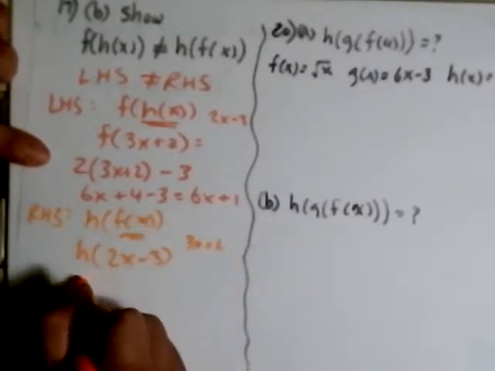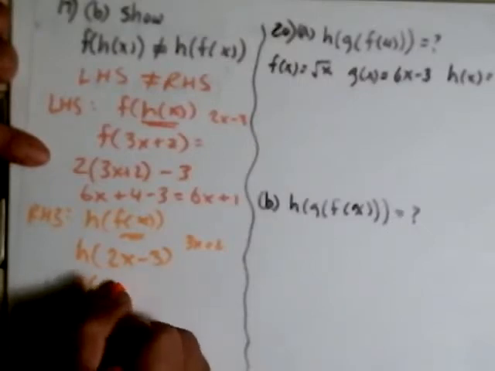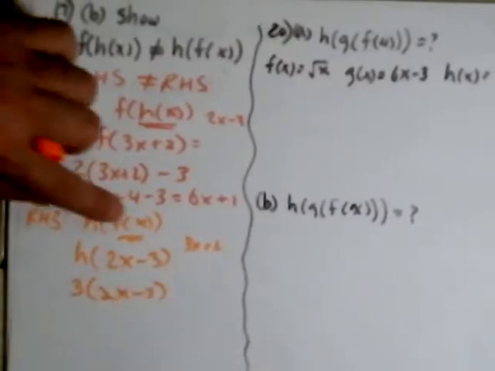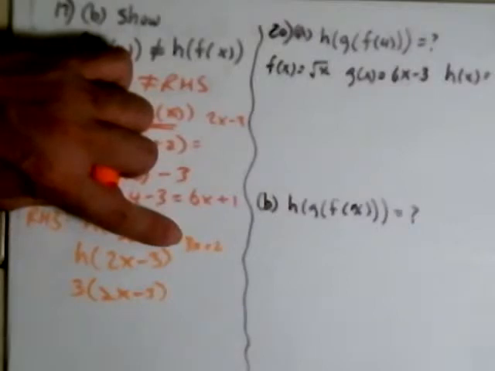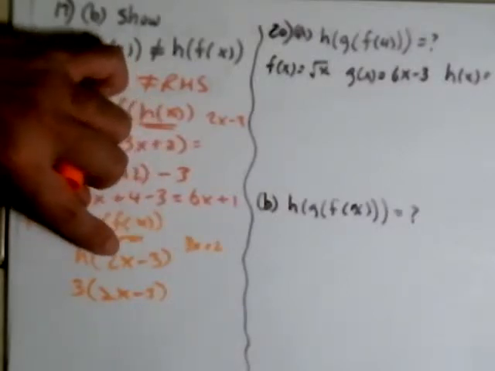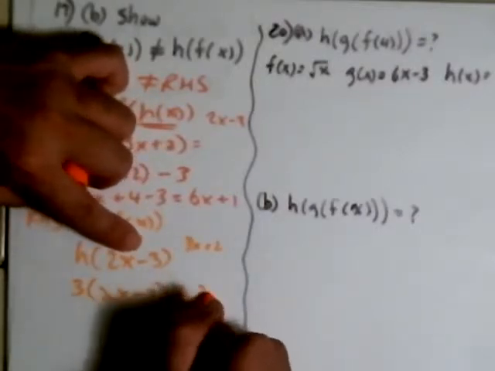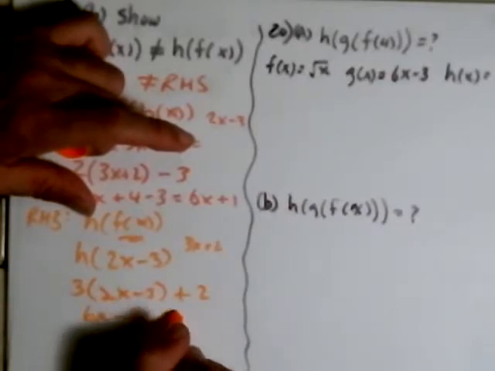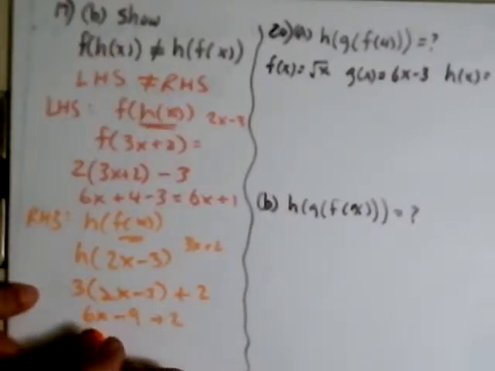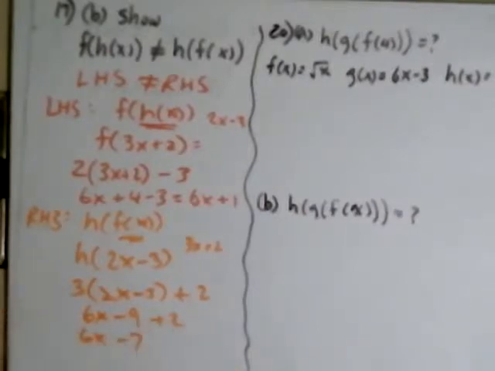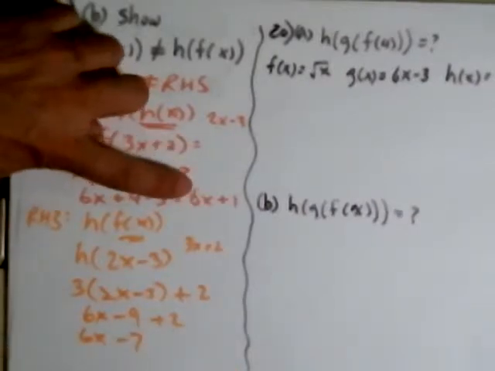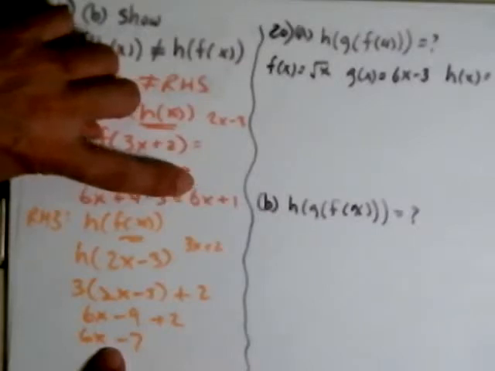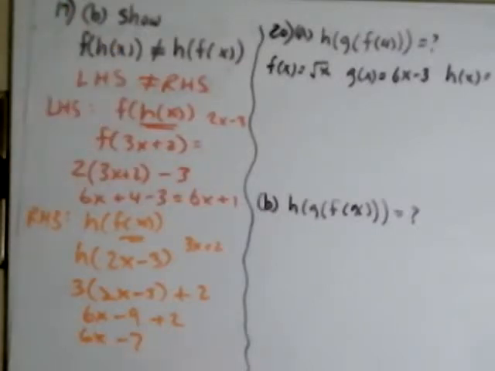So you're going to replace x with 2x minus 3 in the h function: 3 times 2x minus 3, plus 2. Distribute that out, you get 6x minus 9 plus 2, which is 6x minus 7. You notice that the left-hand side does not equal the right-hand side, and therefore they're not equal. Okay.